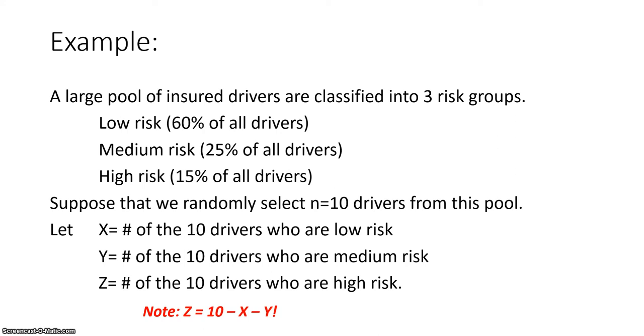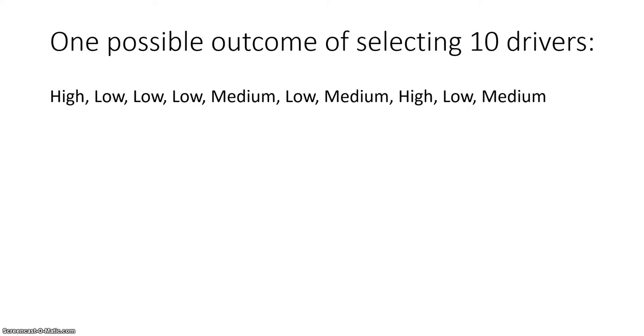Note that because we have a total of 10 drivers, we know that z has to be equal to 10 minus x minus y. So when we're talking about the distribution of these variables, we can focus only on the distribution of x and y. If we know the values of x and y, then we can figure out the third value, z, from that. So to start thinking about what the probability mass function for x and y would look like, I'm going to start by looking at one possible outcome of selecting 10 drivers.